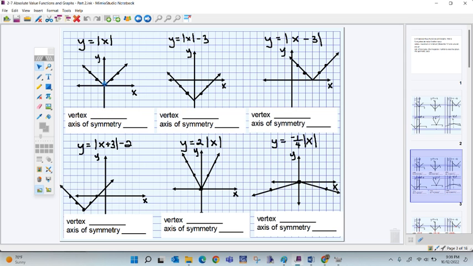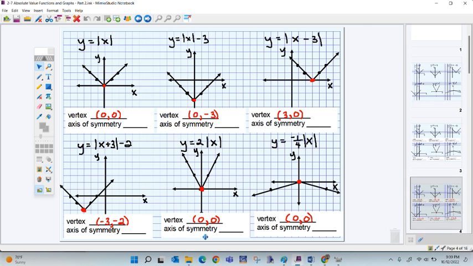So our vertex here is 0, 0. Our vertex here is 0, negative 3. Our vertex here is 3, 0. Our vertex here is negative 3, negative 2. Our vertex here, and our vertex here. Hopefully you answered them yourself in your head. Write them down, please. Those are your ordered pairs that go with your vertices.